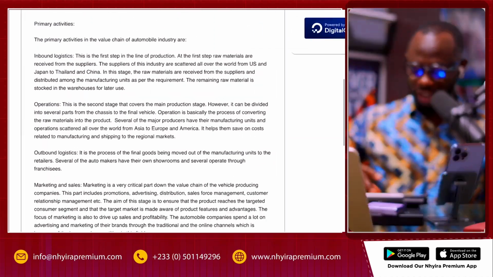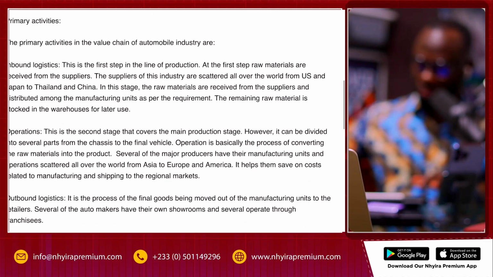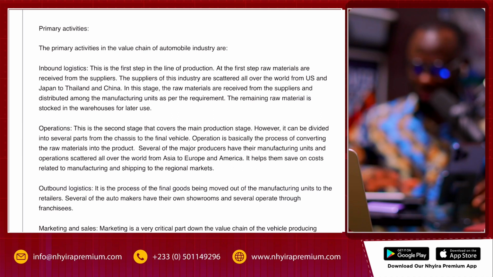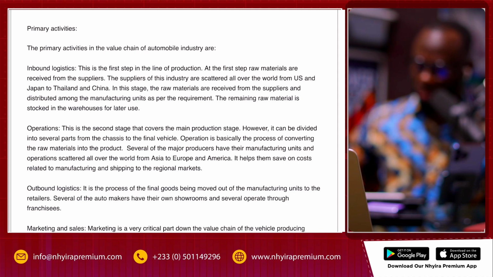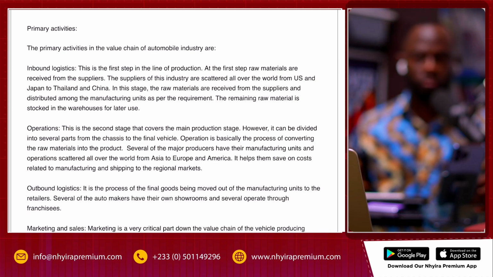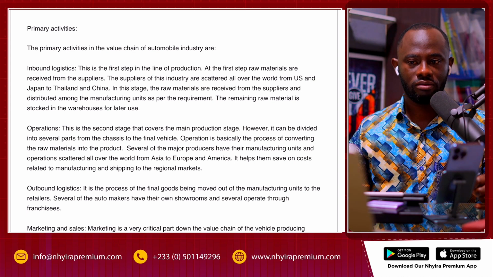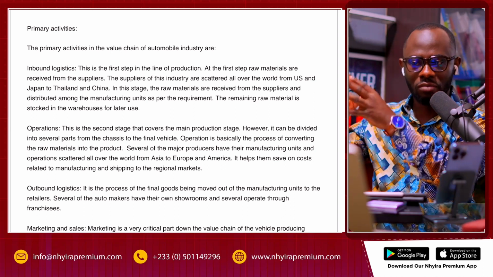Then you're going to see inbound logistics. This is the first step in the automobile industry. At the first step, raw materials are received from the suppliers. The suppliers of this industry are scattered all over the world, from the US and Japan to Thailand and China. In this stage, raw materials are received from suppliers and distributed among the manufacturing units as per the requirement. The remaining raw material is stored in the warehouse for later use. You see that? So it's telling you about inbound logistics for a car manufacturing company.